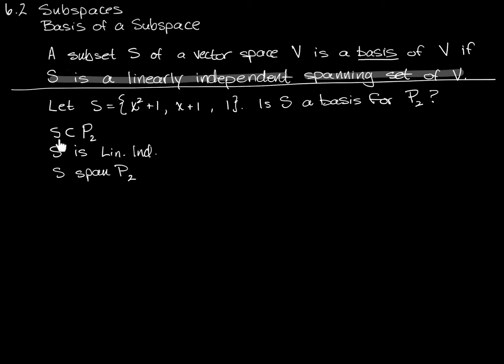First one is that S is a subset of P2. That means that every element in S is also in P2. Well, P2 is just the set of all polynomials of degree 2 or less. If each one of these is a polynomial of degree 2 or less, then this criteria is met, and that is in fact the case. So now we move to the next criteria that has to be met. We need to find out if S is linearly independent.